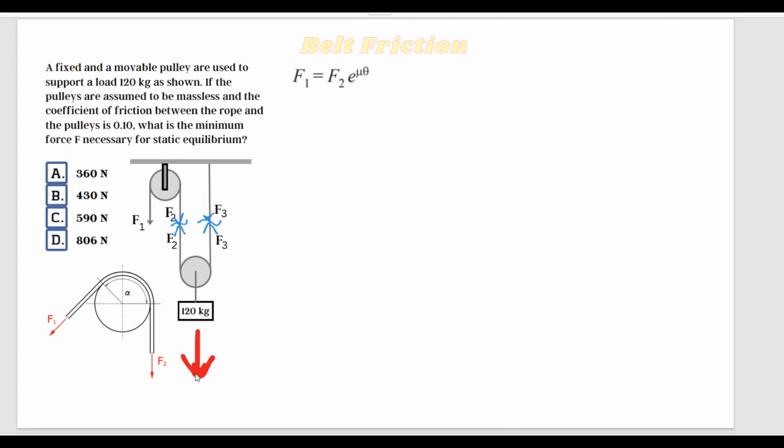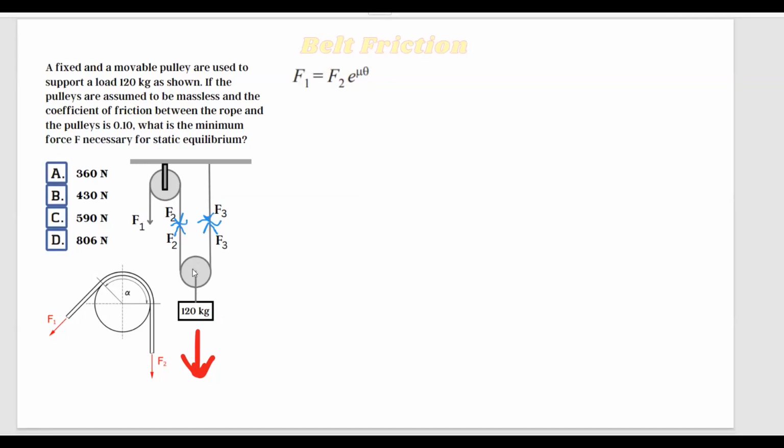Okay, so the system goes down here, and we're going to have a force here, F3. I noted here F2, and I left this F1. So F1, F2, F3, and the system pulls down this way, which means that F3 is going to be greater than F2, and F2 is going to be greater than F1.